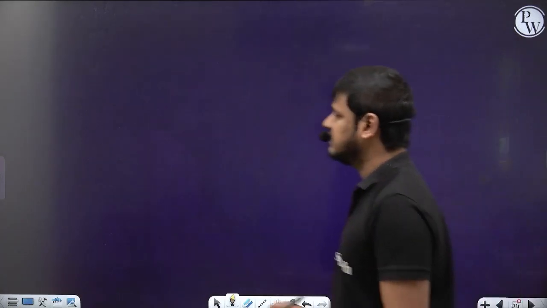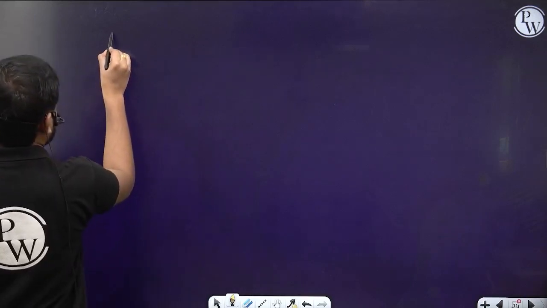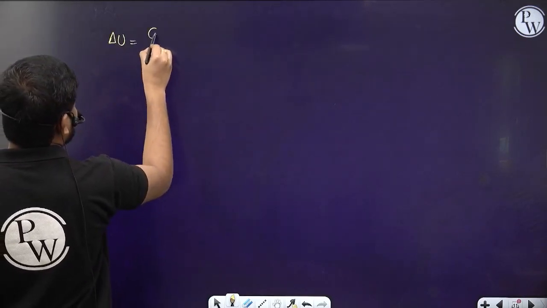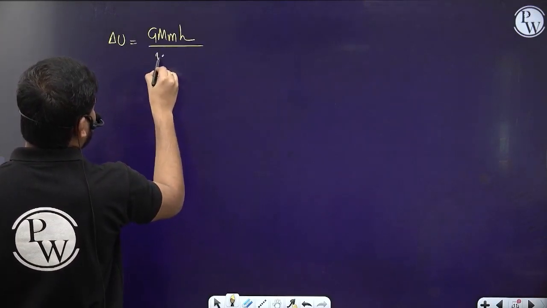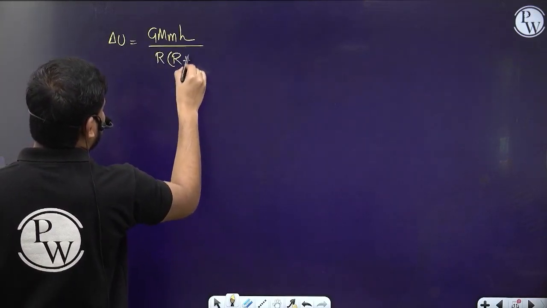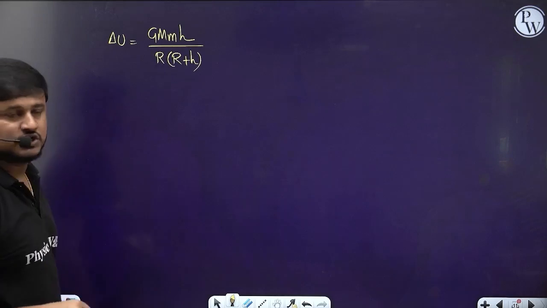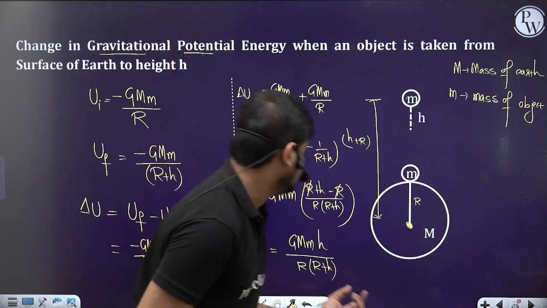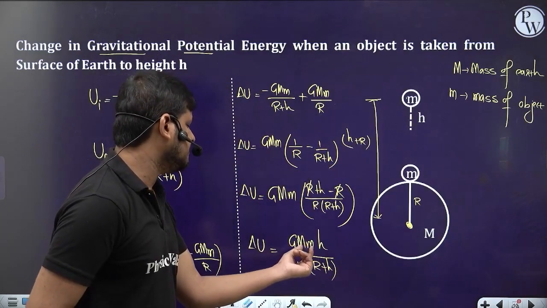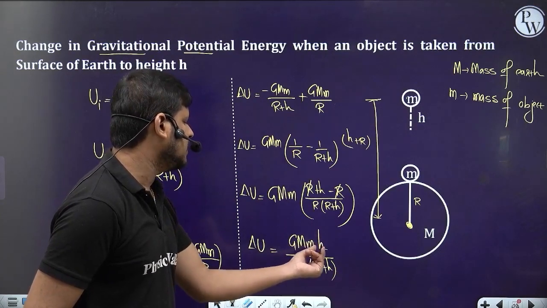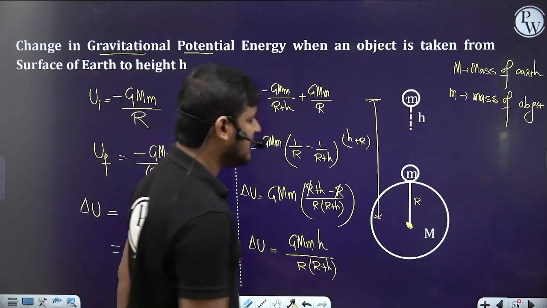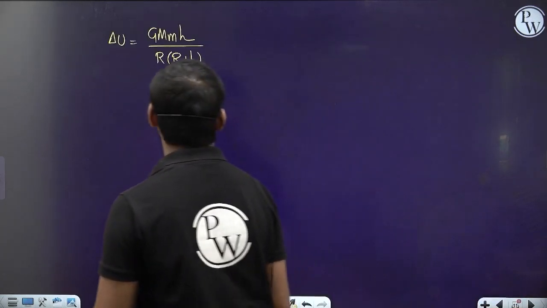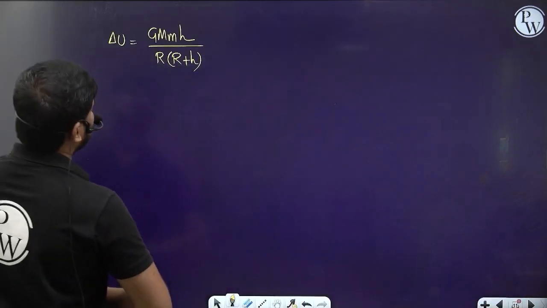So I'll write the change in potential energy, the same thing here: GMm h by r into r plus h. So this is what we got, right? GMm into h by r into r plus h. Yes, fine. So now let's do one thing.